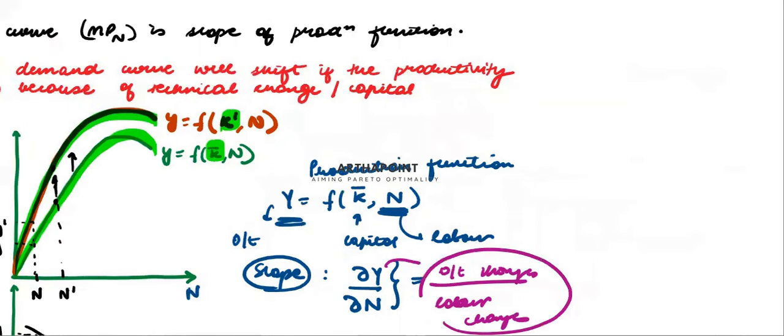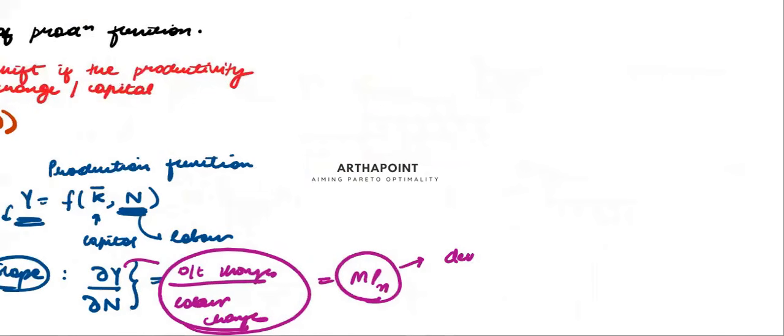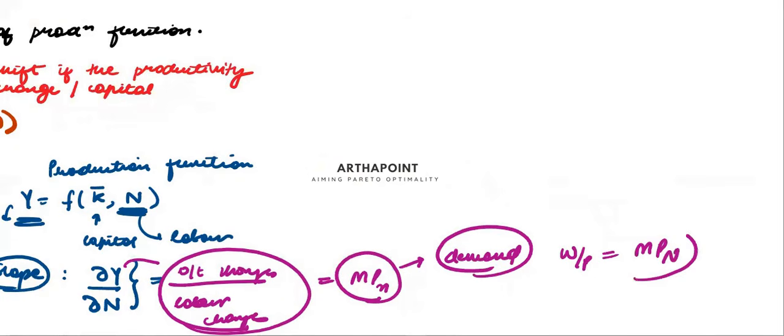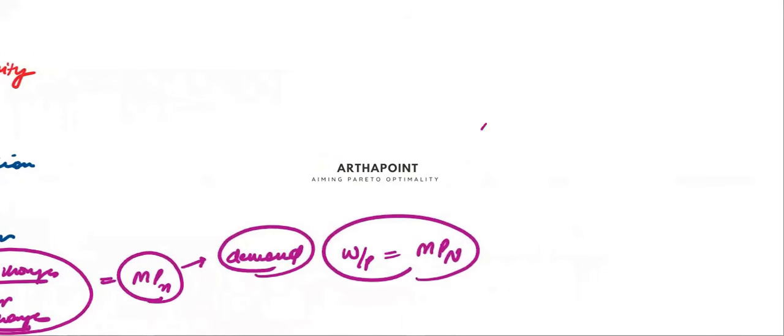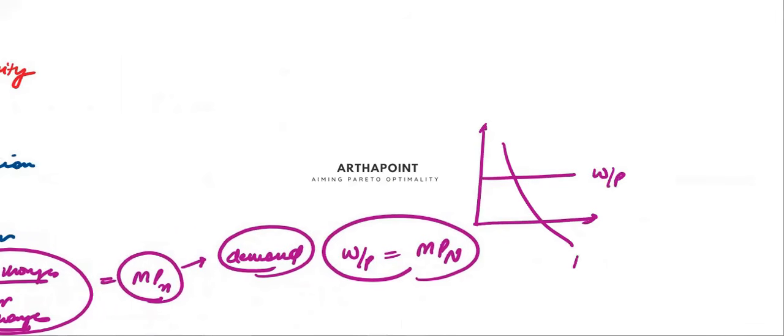Isn't this marginal product of labor? And how did you determine the demand of labor? The demand of labor was where W by P was equal to MPN. This is what we had seen, right? This was W by P. This was MPN. This was the demand of labor, equilibrium.